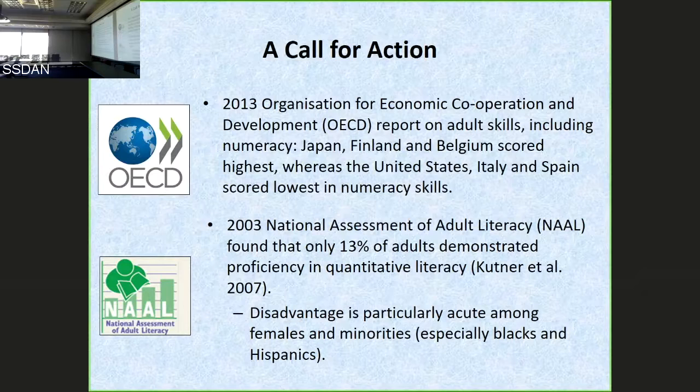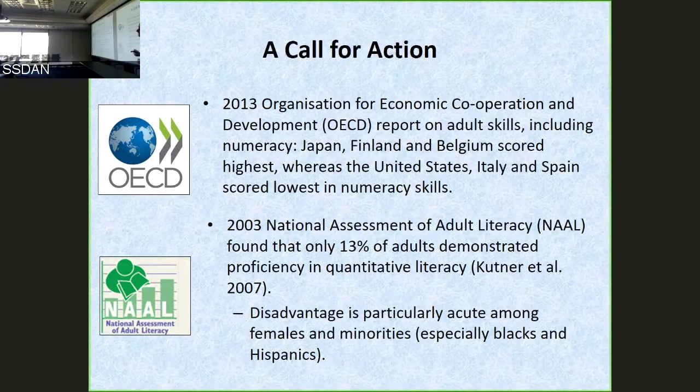And even earlier, I know we're going back in time, but in 2003, the National Assessment of Adult Literacy found that only 13% of adults demonstrated proficiency. Now, their bar for proficiency was not very high. They were looking at things like being able to balance a checkbook or calculate the tip on a bill. They found that only 13% of adults were able to do all these fundamental basic skills, and that the disadvantage, especially for females and minorities, was especially acute.